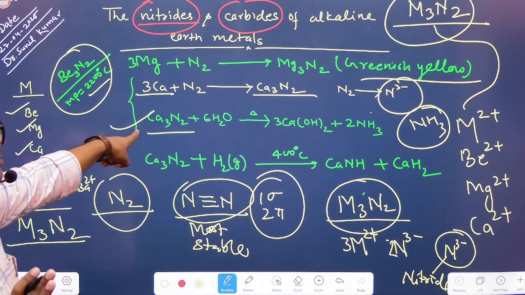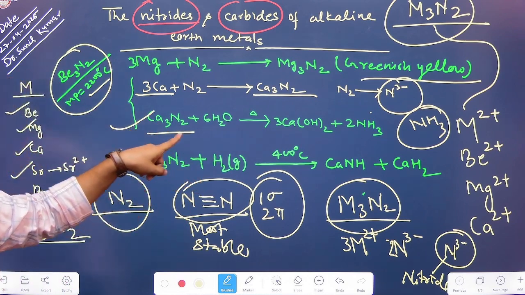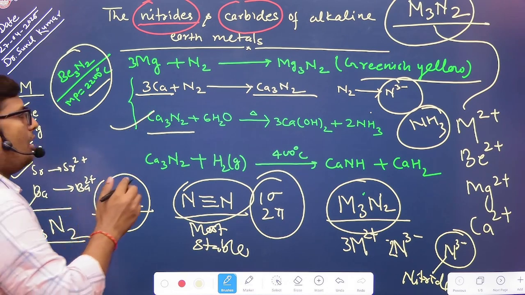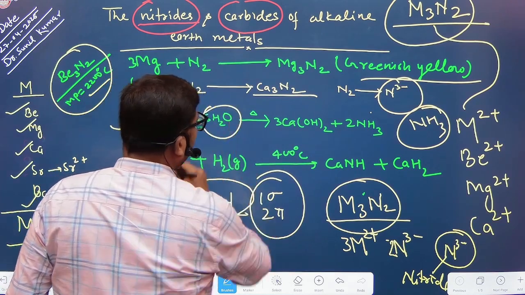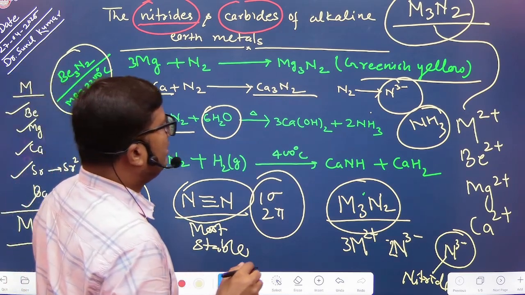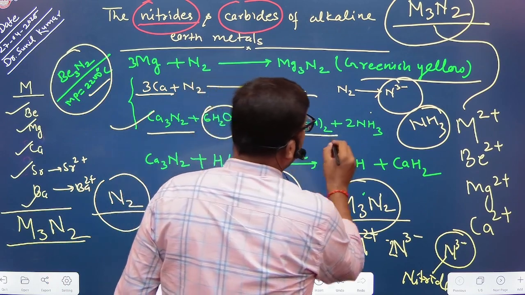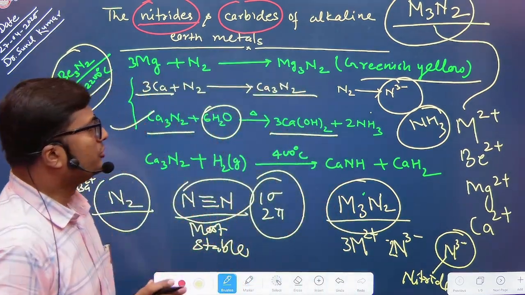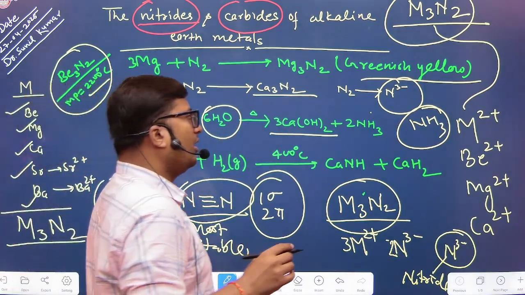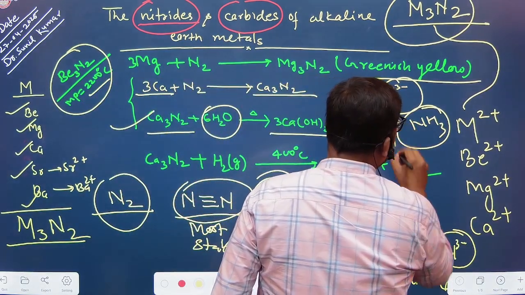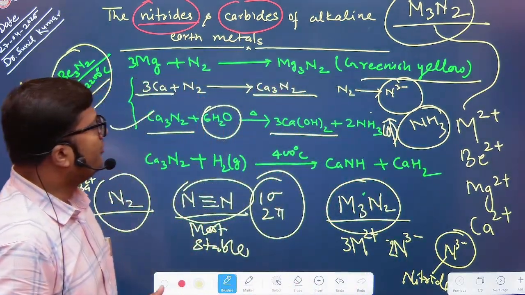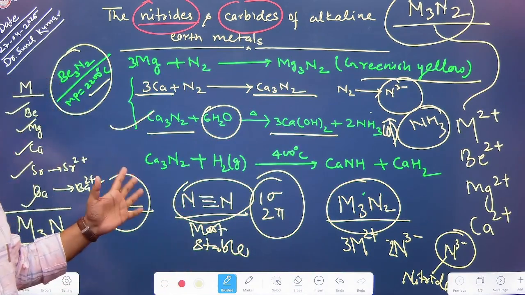Here calcium nitride would react with 6H2O at high temperature, and they will produce calcium hydroxide, that is Ca(OH)2, an insoluble hydroxide, and ammonia gas is liberated in this particular reaction. So this is the most important reaction for the production of ammonia gas at industry level.